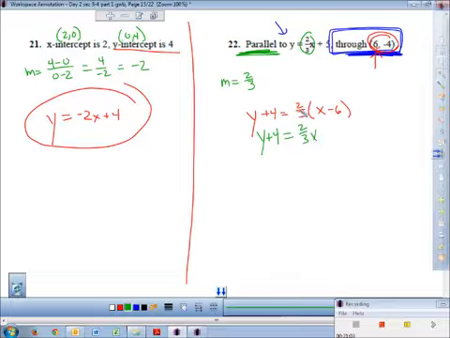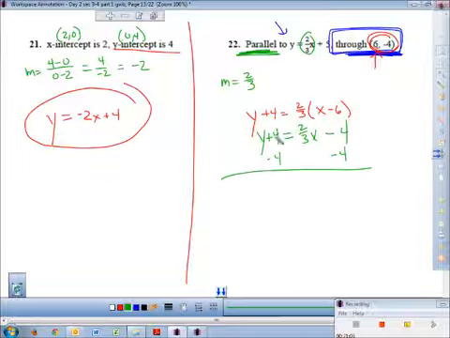2/3 x, now let's distribute. It's going to come out negative. How many times does 3 go into 6? Twice. Take that times your numerator and you get a 4. Then minus 4, y equals 2/3 x minus 8.